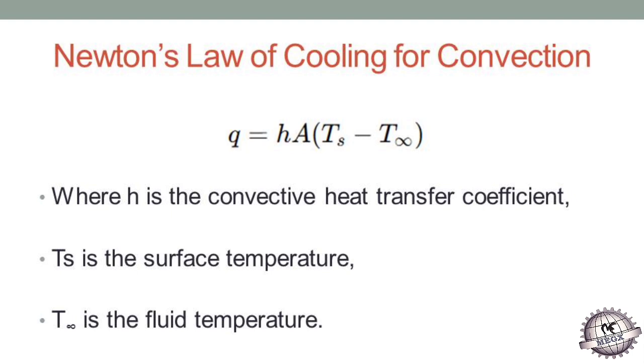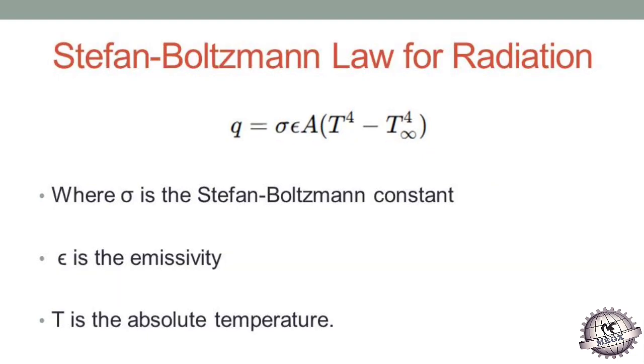Newton's law of cooling for convection. Q equals h A times Ts minus T infinity, where h is the convective heat transfer coefficient, Ts is the surface temperature, and T infinity is the fluid temperature. Stefan-Boltzmann law for radiation. Q equals sigma epsilon A times T to the power 4 minus T infinity to the power 4, where sigma is the Stefan-Boltzmann constant, epsilon is the emissivity, and T is the absolute temperature.